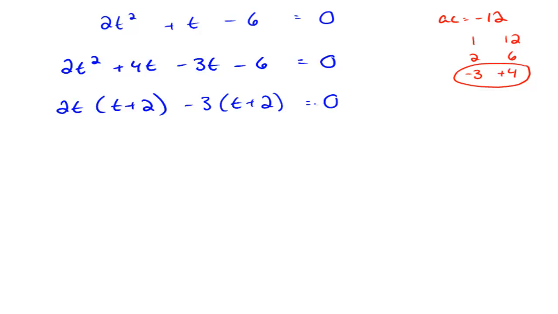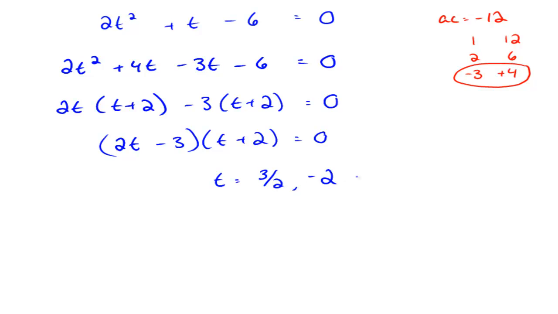And you can see the hallmark of successful factoring in that my binomials in brackets here are the same. So this gives me 2t minus 3 times t plus 2 equals 0. So t is equal to 3/2 or negative 2. Now those are the solutions to the equation. What are the solutions to the word problem?